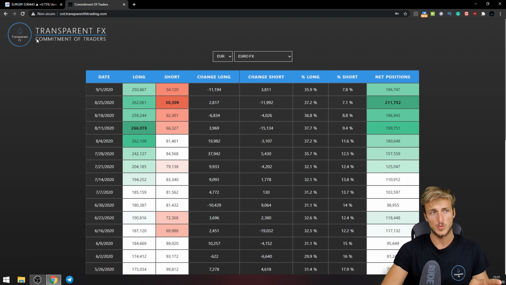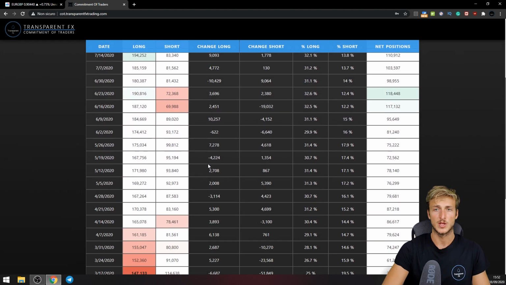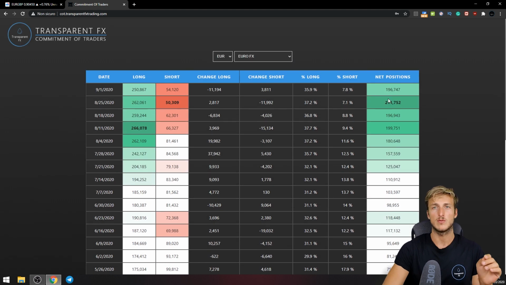perspective. So commitment of traders, which is what the biggest banks and institutions are currently doing in the market. Now, from a euro perspective, we can see that institutions shifted their positioning completely. In fact, we went from a situation where we had minus 114k net positions with 271k shorts and 157k longs to a situation where we now have way more longs than shorts with basically 250k longs and 54k shorts.